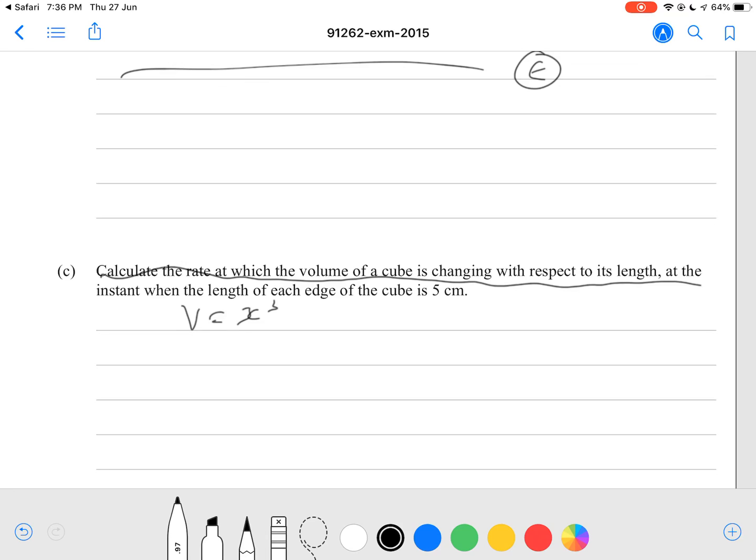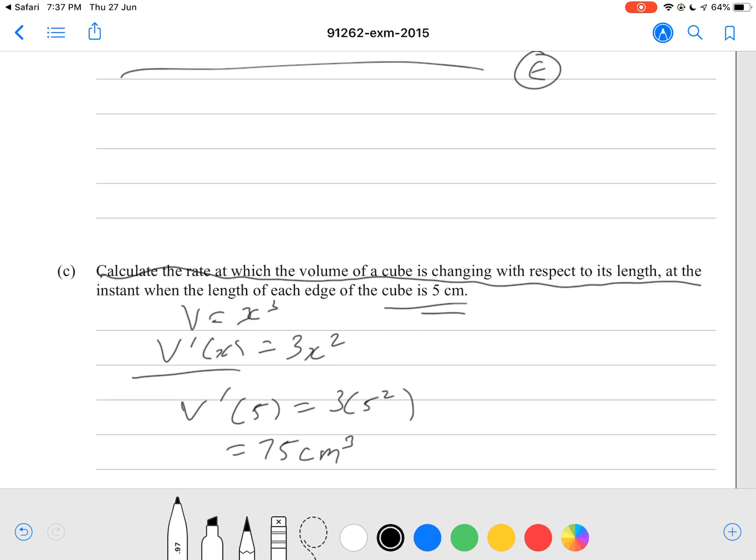First we're going to differentiate to find our gradient function. So v dash of x equals 3x squared. What is the rate of change of volume when the length of the cube is 5? So when x equals 5, how fast is the volume changing? We're going to say v dash of 5 equals 3 times 5 squared, and that equals 75 centimeters cubed per centimeter. So basically it gains 75 volume for each centimeter it increases by. That's basically it. And getting up to here, that gets you a merit grade.